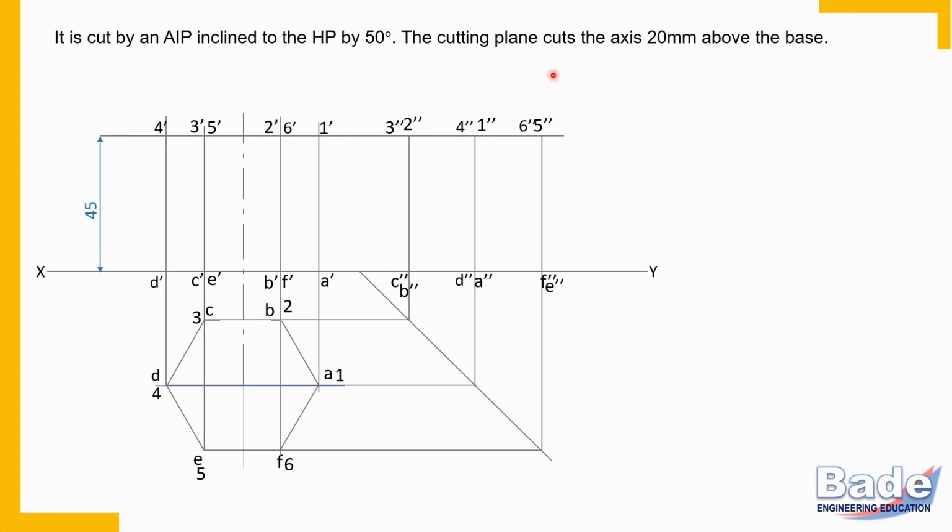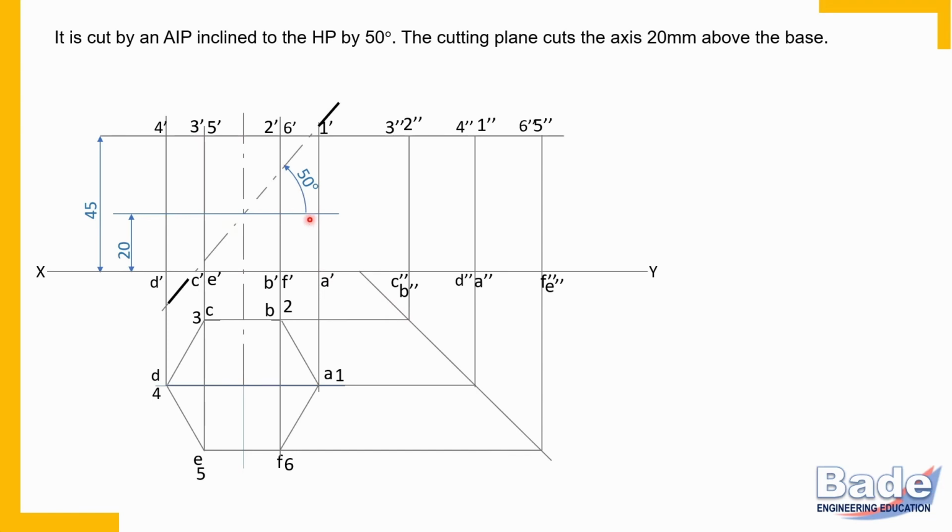The cutting plane cuts the axis 20 millimeters above the base. So first we'll locate the point 20 millimeters above the base on the axis. Let's do this. So 20 millimeters are measured vertically, and corresponding point you will get on axis. So here is the point on the axis which is 20 millimeters above the base. Now through this point we'll draw cutting plane at an angle 50 degrees. And this is the cutting plane at an angle 50 degrees. And this is second important step.